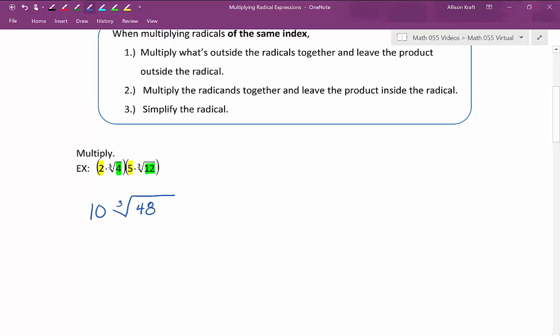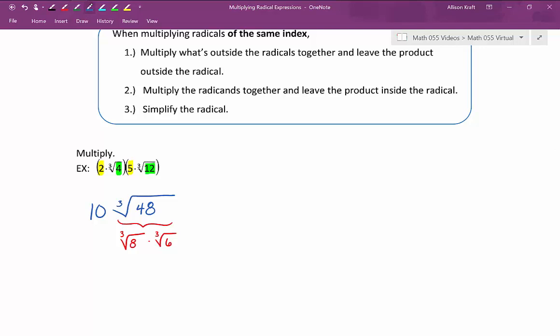Now we want to simplify that cube root. We're looking for the largest perfect cube that's a factor of 48. 8 is going to be our largest. So this ends up being the cube root of 8 times the cube root of 6.